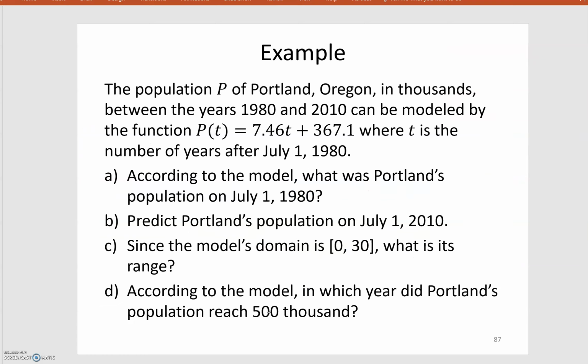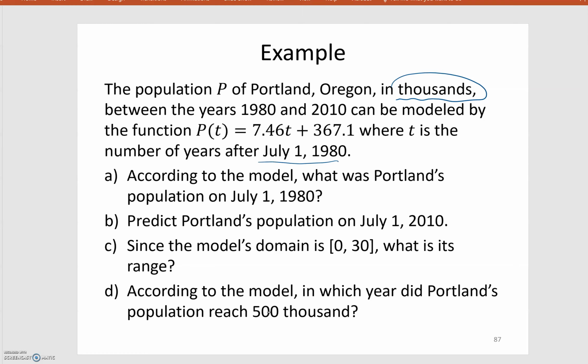Okay, with that in mind, let's now look at an example of math modeling using a linear function. This is a population model for Portland, Oregon. Now this model is given in thousands, so be aware of that. So when you see 1.3, that's 1.3 thousand, or 1,300. Between the years 1980 and 2010, the population can be modeled by the function P(t) = 7.460t + 367.1, where t is the number of years after July 1st, 1980.